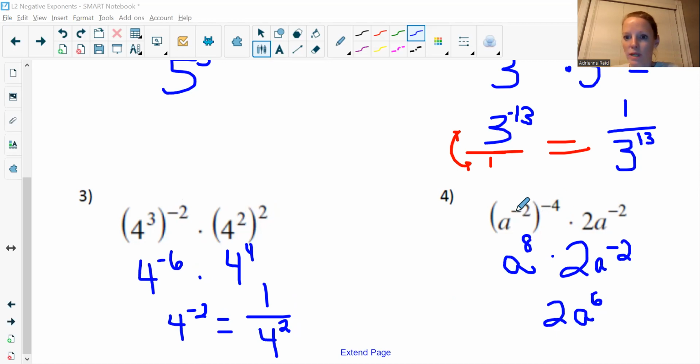Here, -2 times -4 is +8. I didn't do anything with this other term because there's nothing to do. I have a 2 and I have an a with a -2 exponent. I don't have to worry about distributing or simplifying or anything. I left the 2 too because in front of this a is a 1. So 1 times 2 is just 2. a^8 and a^-2, following the product rule, add your exponents. So 8 plus -2 is 6, and it's just done. 2a to the power of 6.